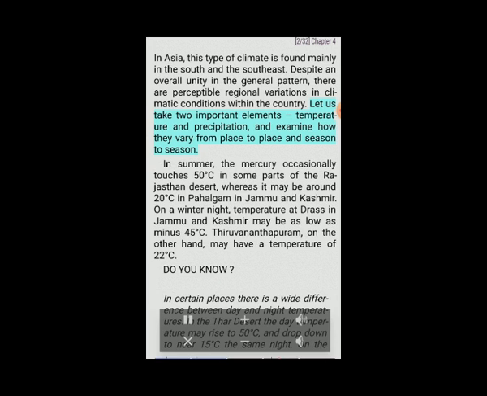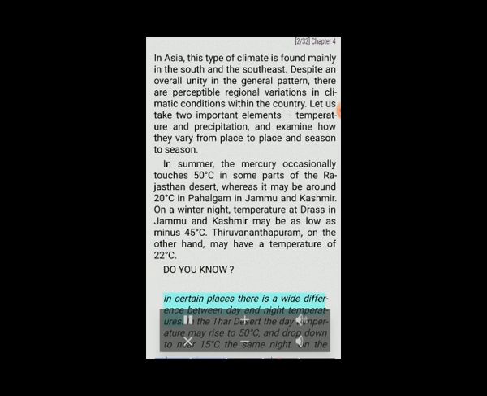Let us take 2 important elements, temperature and precipitation, and examine how they vary from place to place and season to season. In summer, the mercury occasionally touches 50 degrees Celsius in some parts of the Rajasthan desert, whereas it may be around 20 degrees Celsius in Pahalgam in Jammu and Kashmir. On a winter night, temperature at Dras in Jammu and Kashmir may be as low as minus 45 degrees Celsius. Tiruvananthapuram, on the other hand, may have a temperature of 22 degrees Celsius.